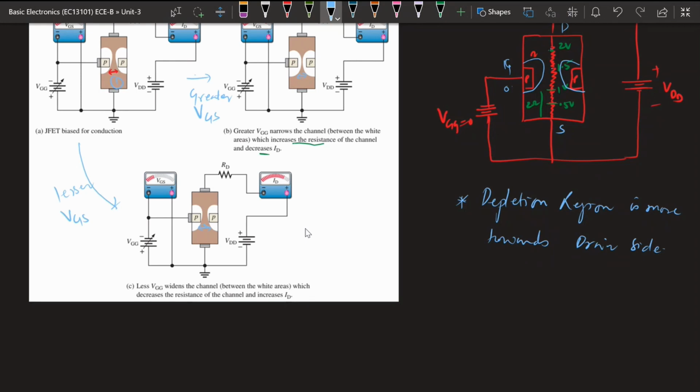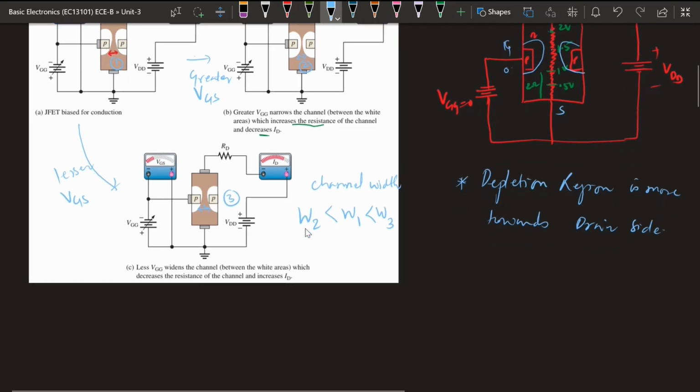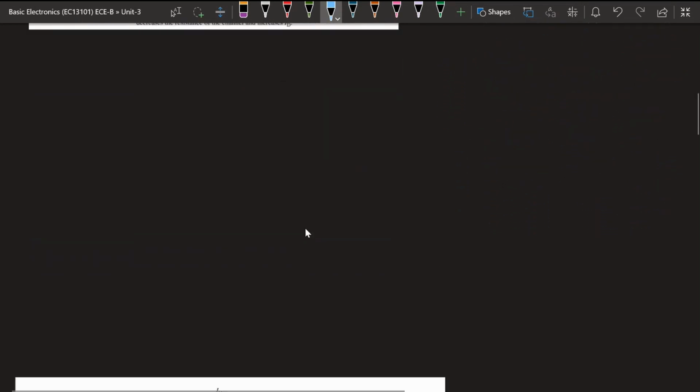So if this is the case of 1, this is the case of 2, and this is the case of 3, then the channel width in case of 2 will be lowest compared to the channel of 1, and then the channel width of 3 will be highest, as it is biased with less negative or less reverse bias amongst all. Okay, so this is how the gate to source voltage is going to affect the channel width basically.